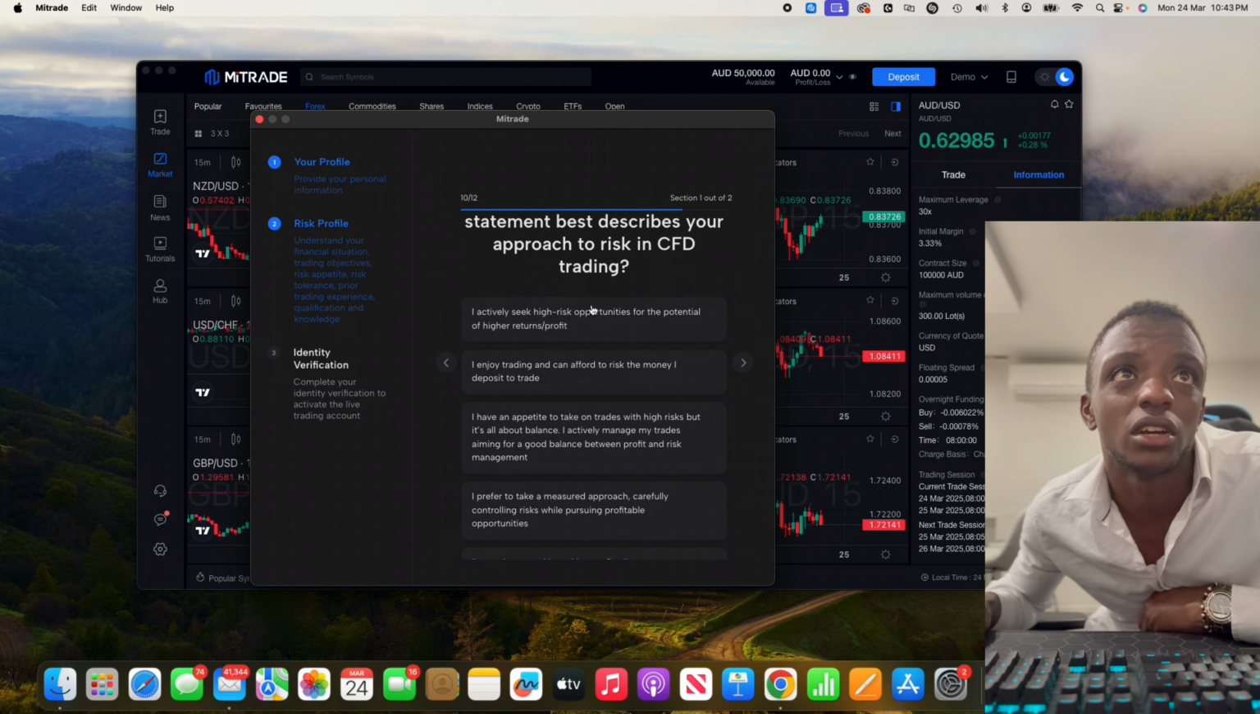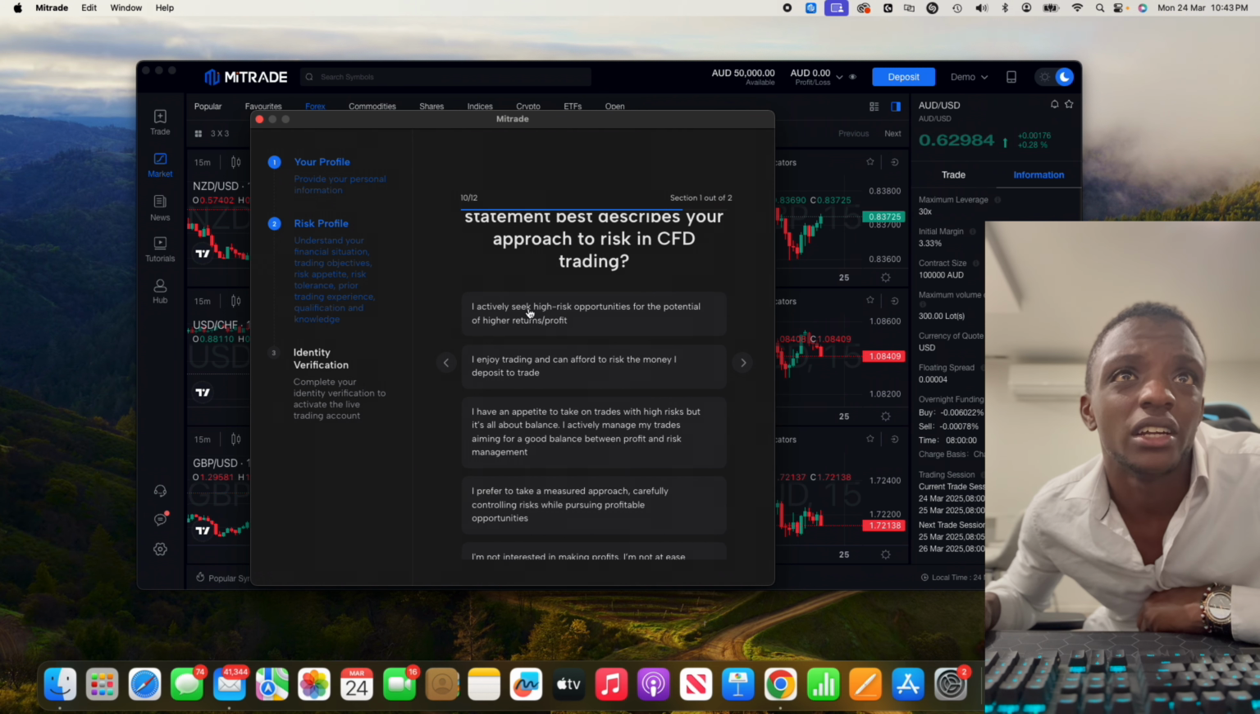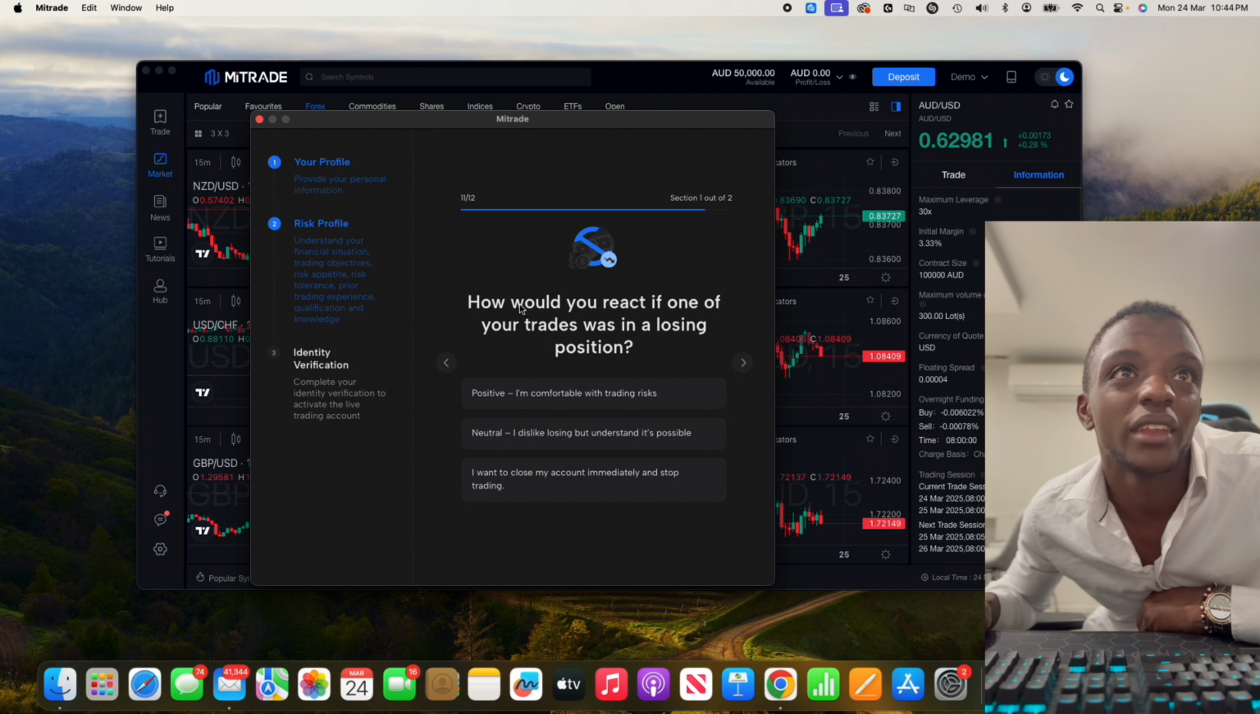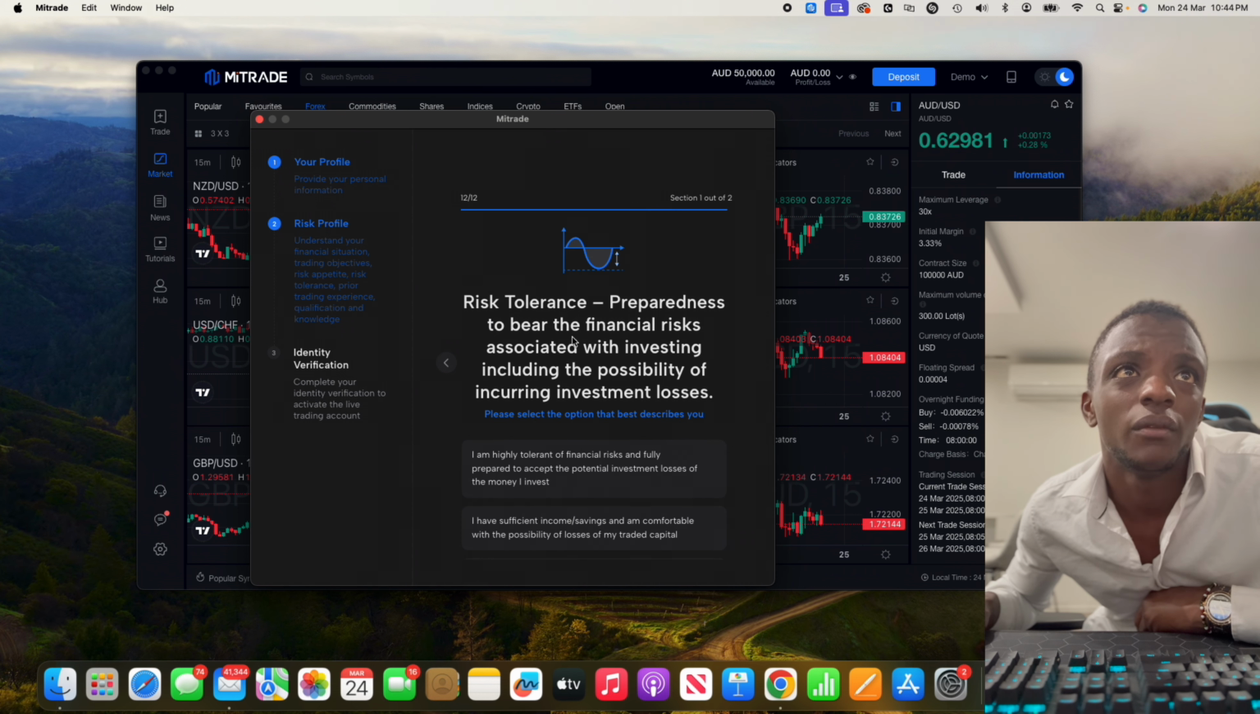Risk appetite describes your approach to CFD trading. I actively seek high risk opportunities to make high returns. I enjoy trading and can afford to risk the money I deposit to trade. So you pretty much want to click that. How would you react if one of your trades was in a losing position? Positive, I'm comfortable with trading. I won't close my account immediately and stop trading. So it would just be the first one.